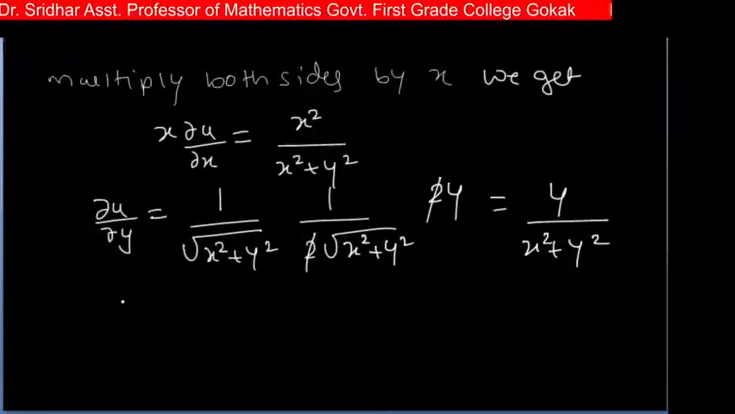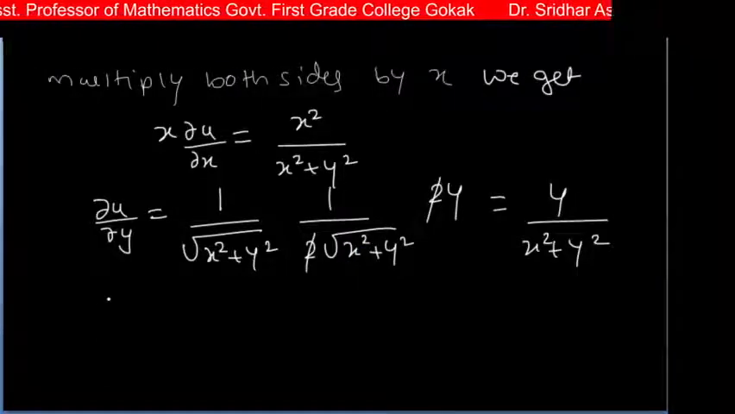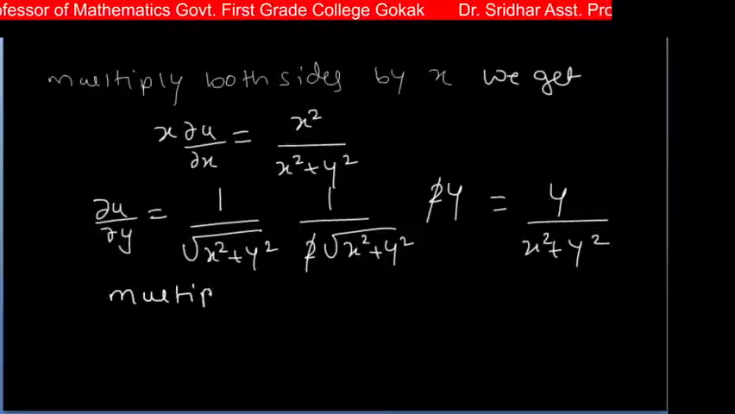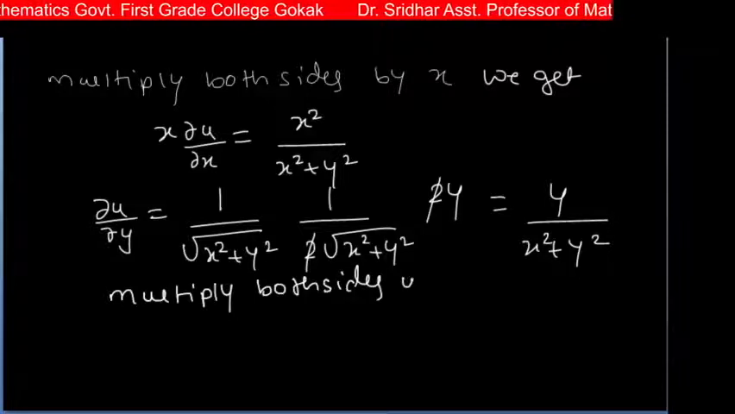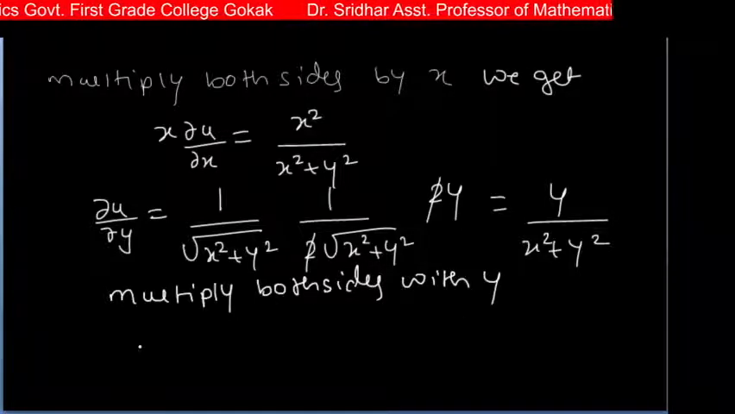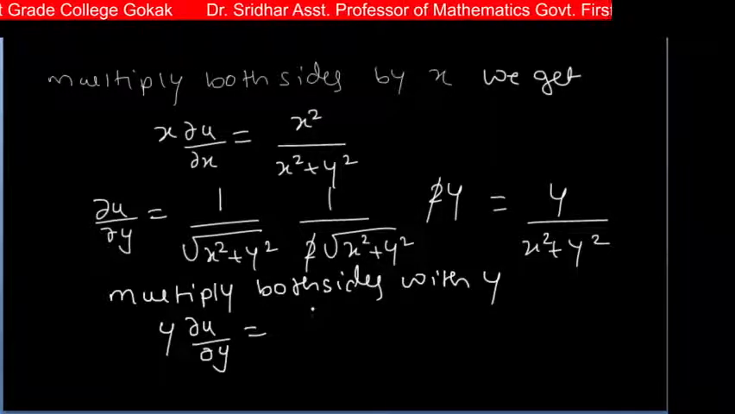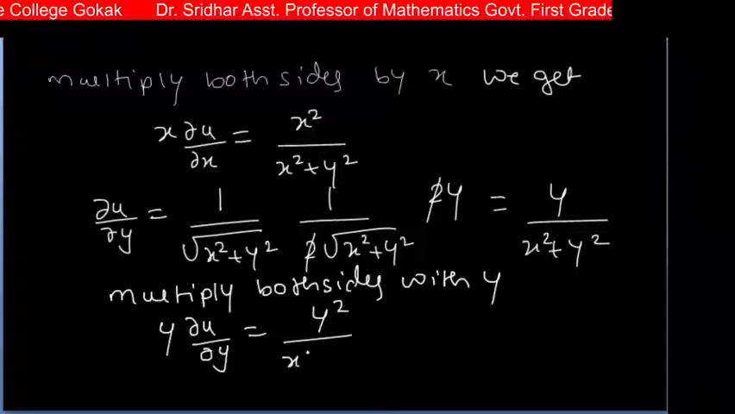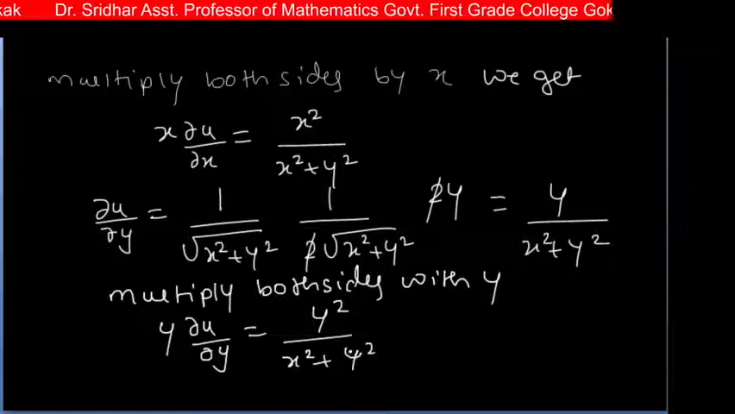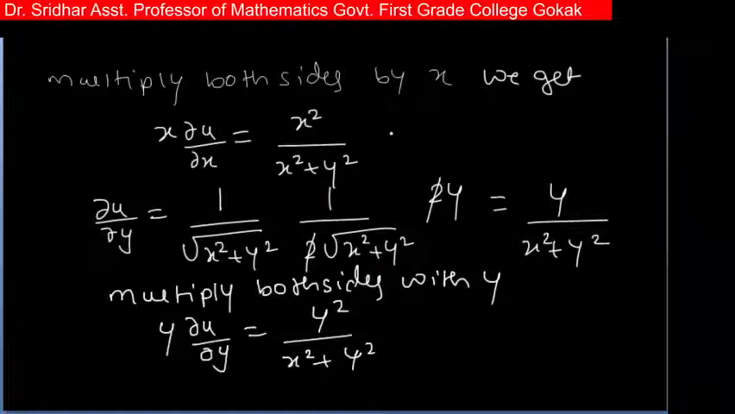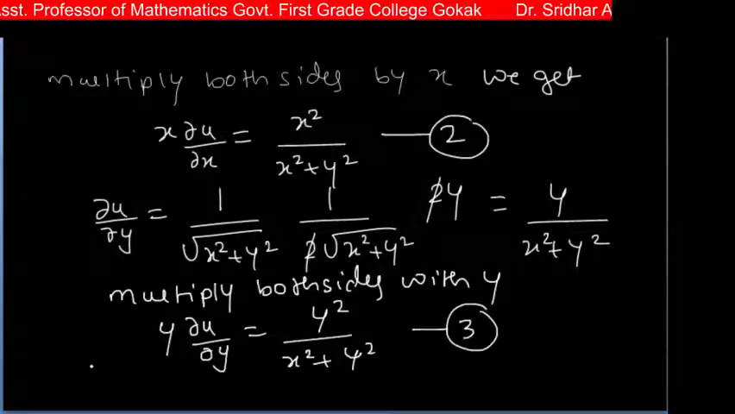Okay, so now in this case here we have y into du by dy, so multiply both sides with y, which gives y du by dy is equal to y square divided by x square plus y square. Okay, so now call this equation as 2 and this as 3.